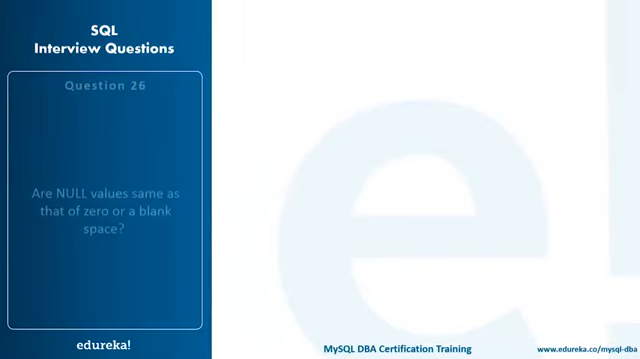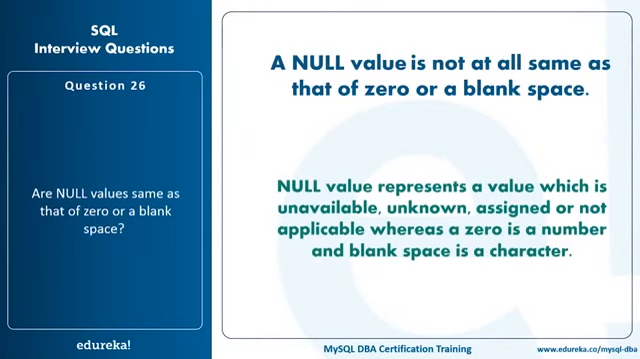So now let's move forward to our next question, that is, are null values same as that of 0 or a blank space? A null value is not at all same as that of a 0 or a blank space. A null value mainly represents a value which is unavailable, unknown, unassigned, or not applicable, whereas a 0 is a number and a blank space is a character. So if anybody asks you if null values are same as that of 0 or blank space, please say it's no. Because the null value is basically anything which is unavailable, unknown, unassigned or not applicable, whereas a 0 is a number and a blank space is a character.